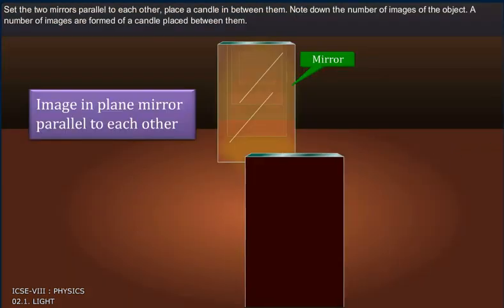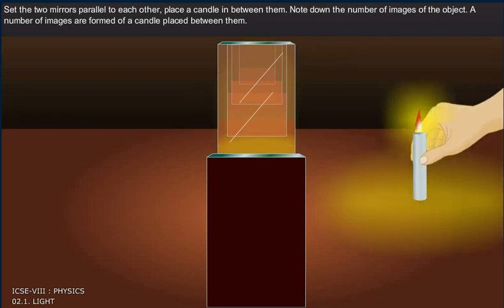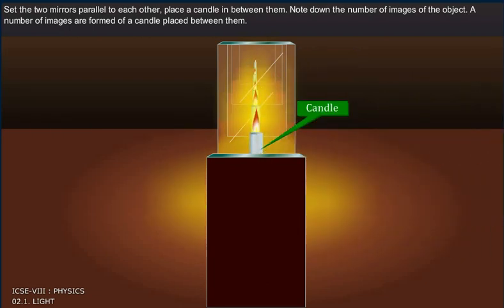Set the 2 mirrors parallel to each other. Place a candle in between them. Note down the number of images of the object. Number of images formed of a candle placed between them.